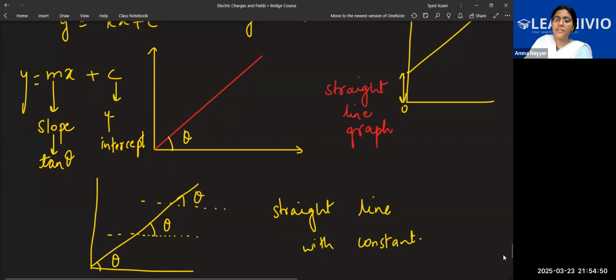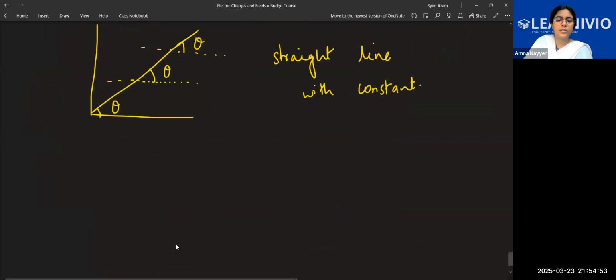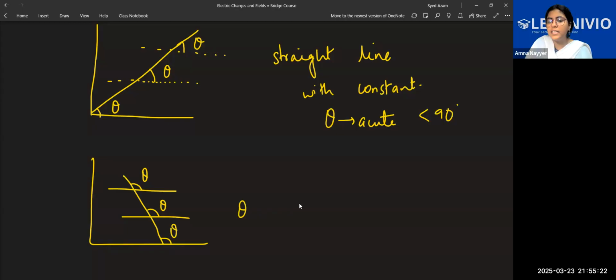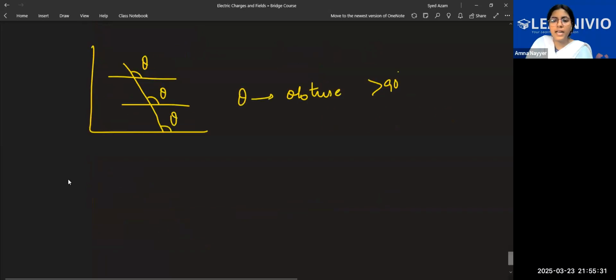If you see a graph like this, suppose the graph is like this, this is also constant. See, this is theta, this is theta, and here also this is theta. All these are the same, so this is also constant. The difference is that here the angle theta is acute, less than 90 degrees, and here theta is obtuse, more than 90 degrees. So we say this is also a constant slope. That's the difference.